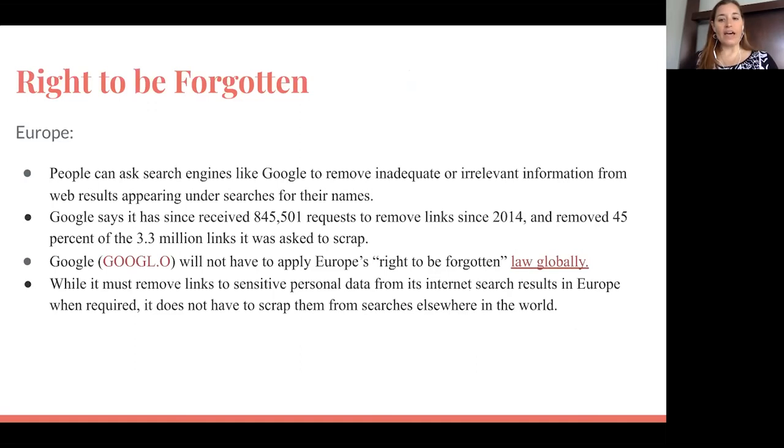And here are some of these numbers. I'm not sure if you guys have been paying attention to this at all, but Google said it received close to 850,000 requests to remove links since 2014. This data was relevant up till 2018, so it's a year and a half old now. And they removed 45% of the 3.3 million links it was asked to scrap. I think it's interesting how much information is being removed from search engines. And even though you remove content, that doesn't necessarily mean it's gone forever, but it can help people when they're Googling their name.